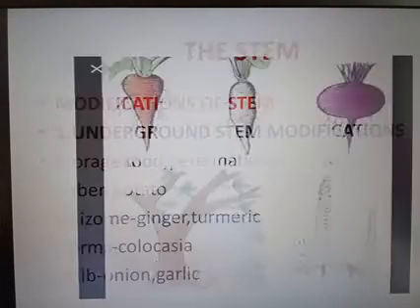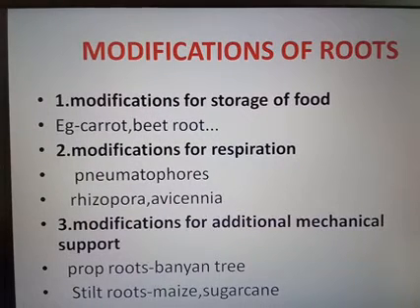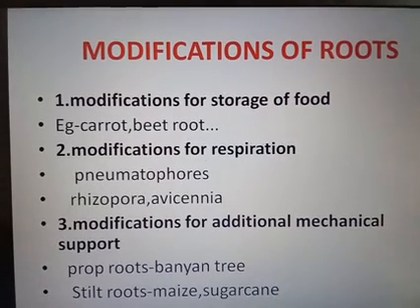Next we are discussing the modification for additional mechanical support. This has two types of roots: one is prop roots and the other is stilt roots. Any idea what prop roots are? Prop roots means pillar-like roots that grow from the branches of the stem. That is known as prop roots.